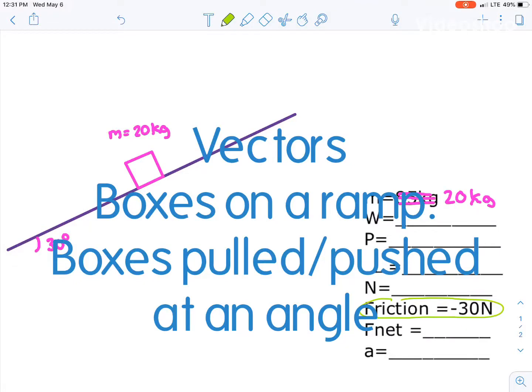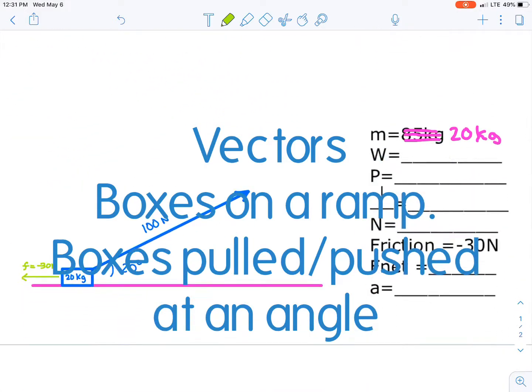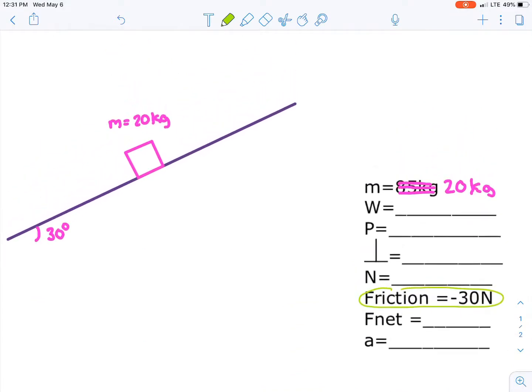Hey, remember when we did boxes on the ramps? And then we also did pulling or pushing an object at an angle. Well, today we're going to review that really quick. And so the key to these problems is having a quality picture. I threw together a little picture here before we started, and hopefully this works out for you.